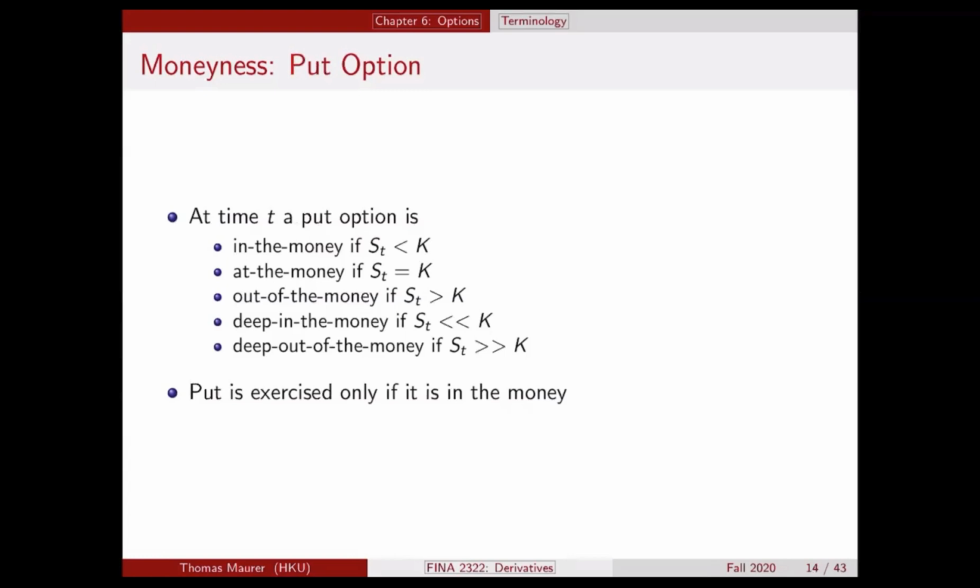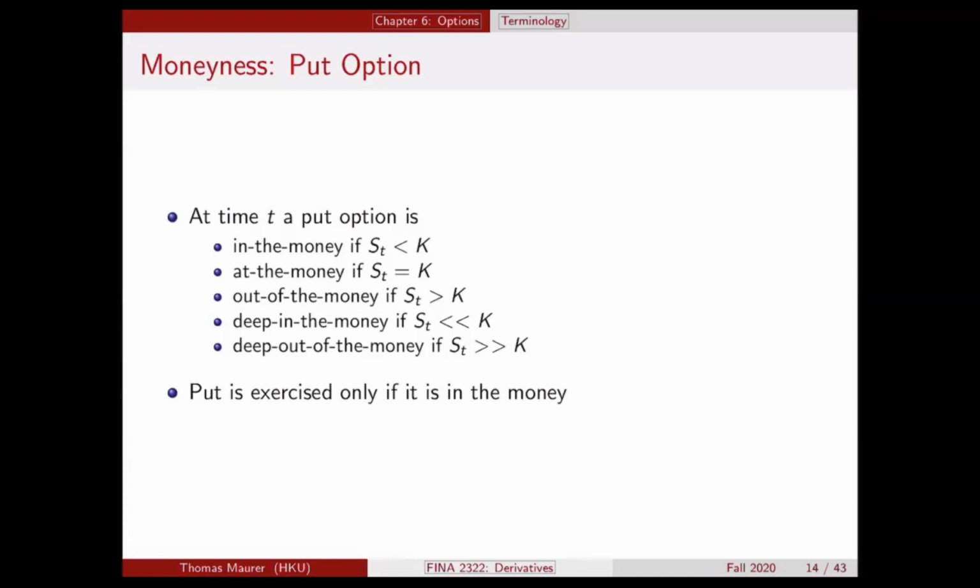Similar for a put option, we say a put option is in the money if the price of the underlying is less than the strike price. So if you are at maturity, then you only want to sell that underlying asset if it is actually worth less than the strike price which you receive. We call the put option at the money if the price of the underlying is exactly equal to the strike price. So you don't care whether you exercise and sell that underlying asset at the strike price or not.